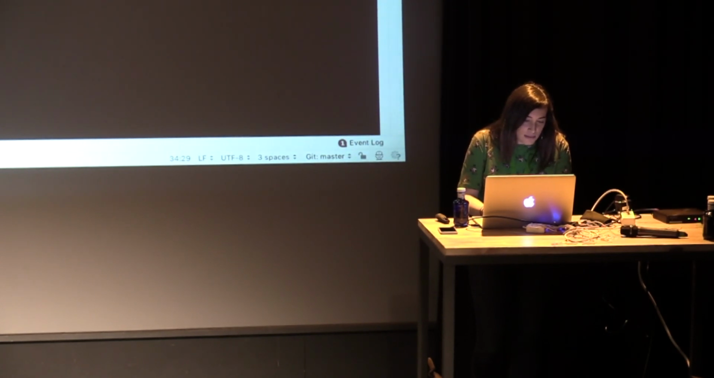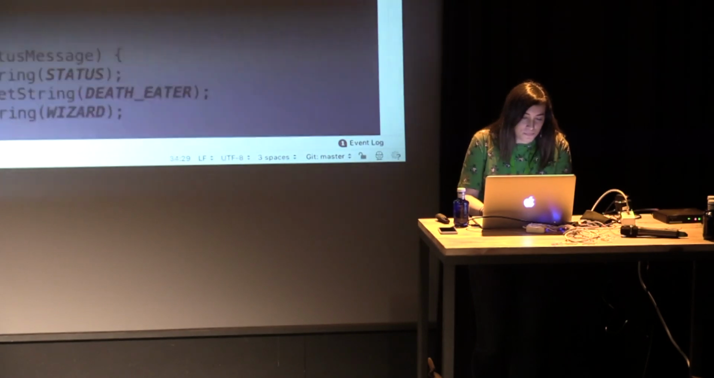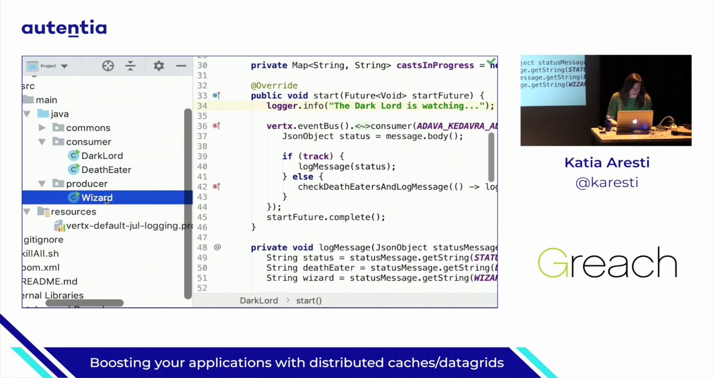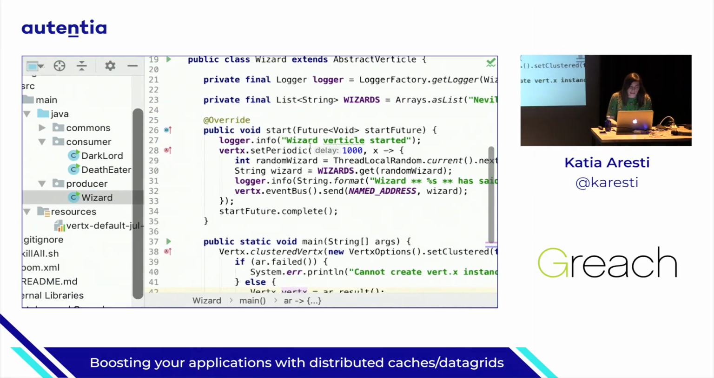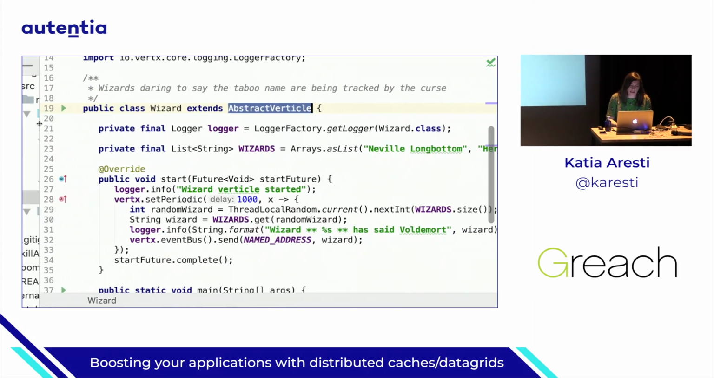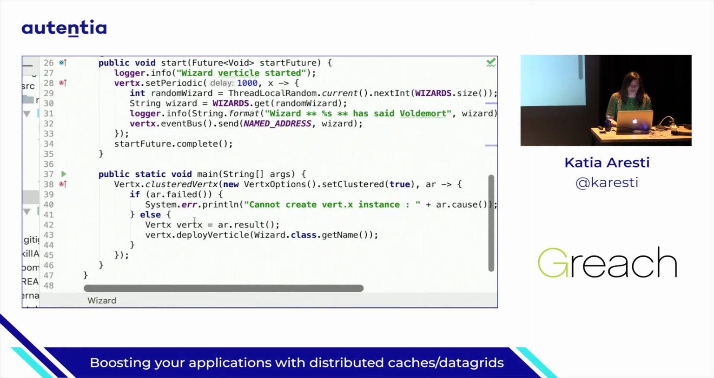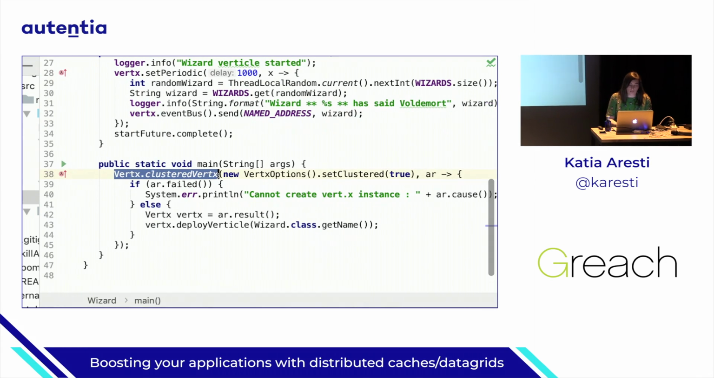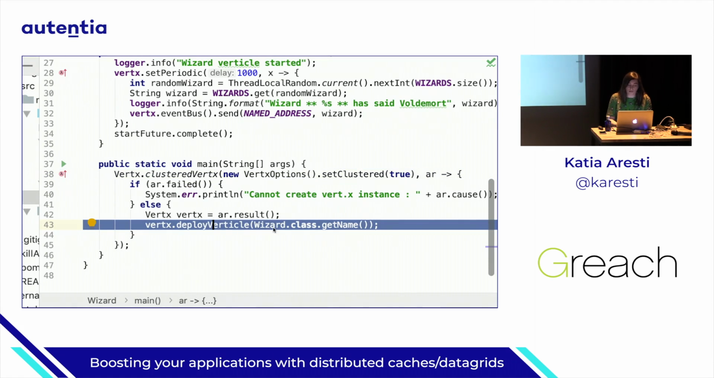I'm going to put on the presenter mode. So here I have the wizard. This is very simple code. We have a public class Wizard which extends AbstractVerticle, and that's enough. To start Vert.x in cluster mode, we can just use Vertx.clusteredVertx, and then we are going to deploy the verticle.